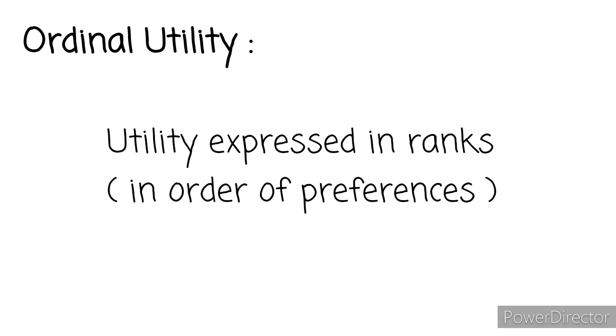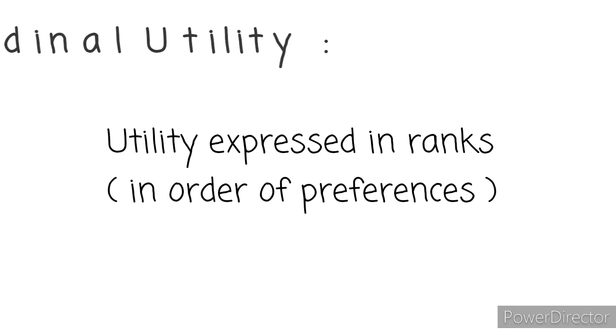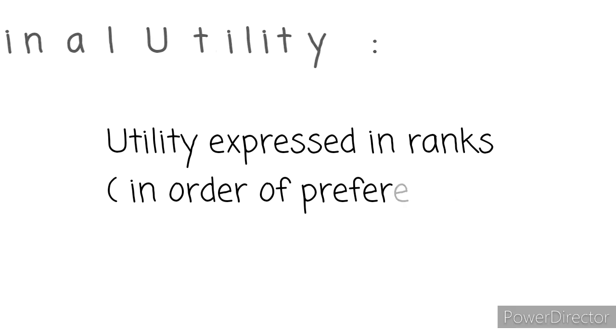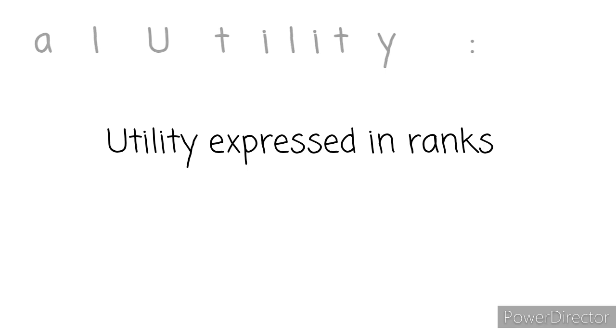For instance, a consumer can rank various combinations of goods and services in order of his preference. Like if he's consuming two goods, apple and banana, then he will tell that he prefers apple over banana, or banana over apple, or he is indifferent between them. So basically, we are saying that utility is in preferences, in ranks. We don't need to give them numbers.